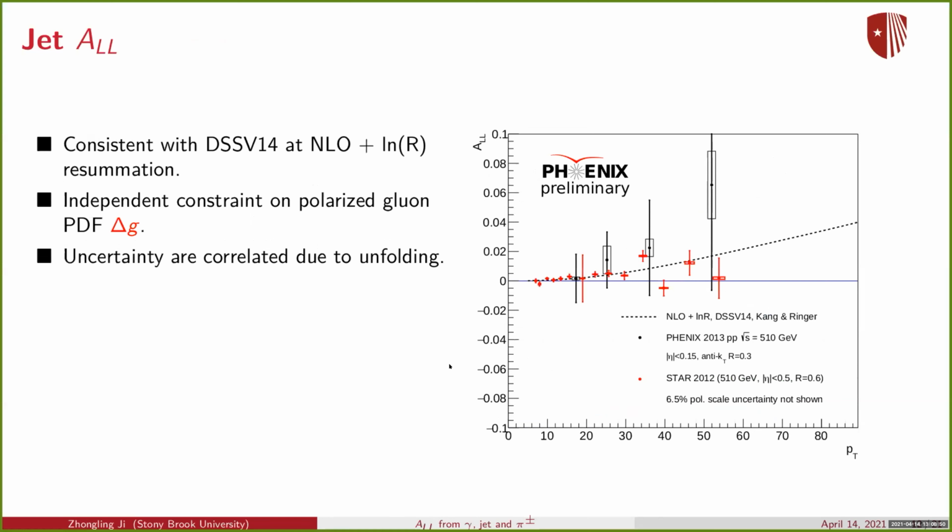The jet A_LL is shown right here. The PHENIX result is the black one, and the STAR 2012 result is the red one. The PHENIX result shown here is consistent with the DSSV14 calculation, and it will contribute to the polarized gluon PDF. Notice here that the uncertainties are correlated due to the unfolding.